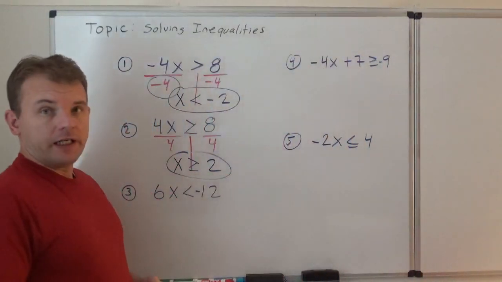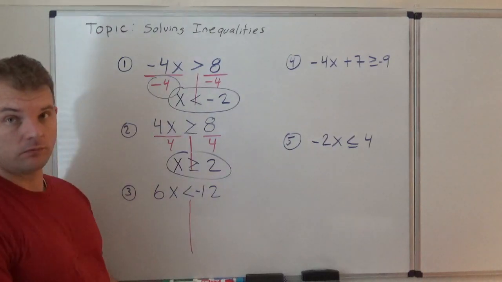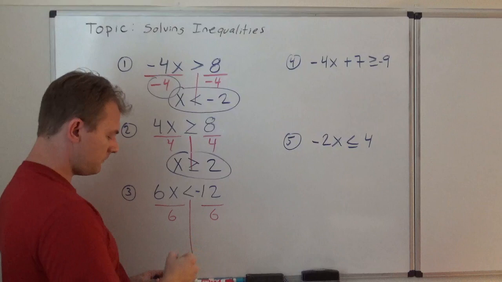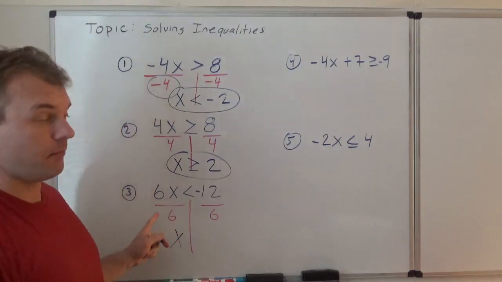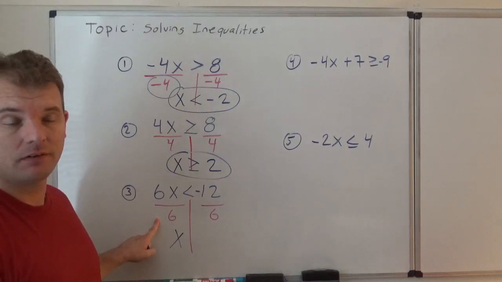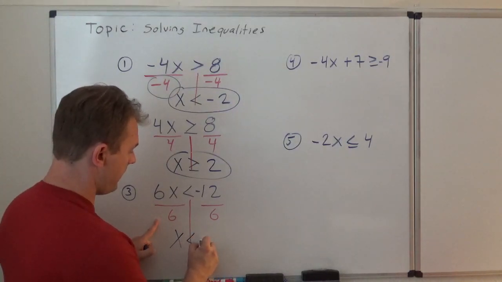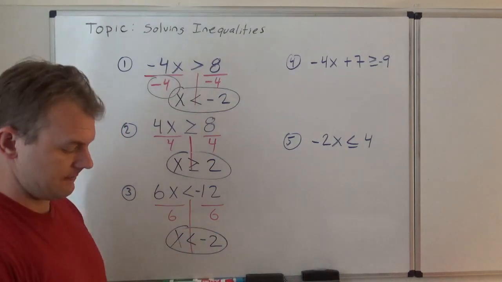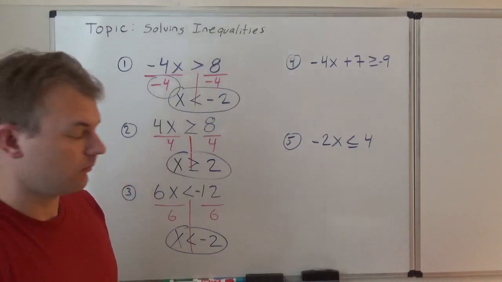Look at number 3. Here's your line. What do we do? Divide by 6, right? And we got x is, did we divide by a negative? No. So we're going to just keep it, and it should be -2.